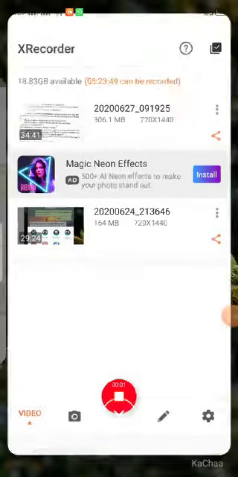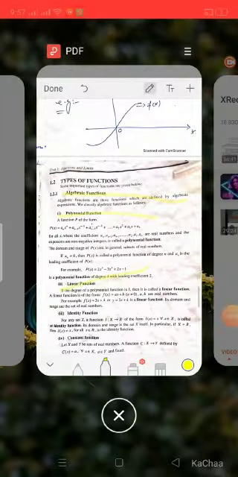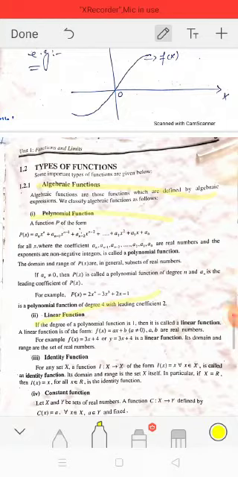Our first meeting was over, and this is our second meeting. We were discussing the algebraic functions, and we discussed the polynomial function. So this is an nth degree polynomial. It is an nth degree polynomial because p of x is equal to a n x raised to power n.